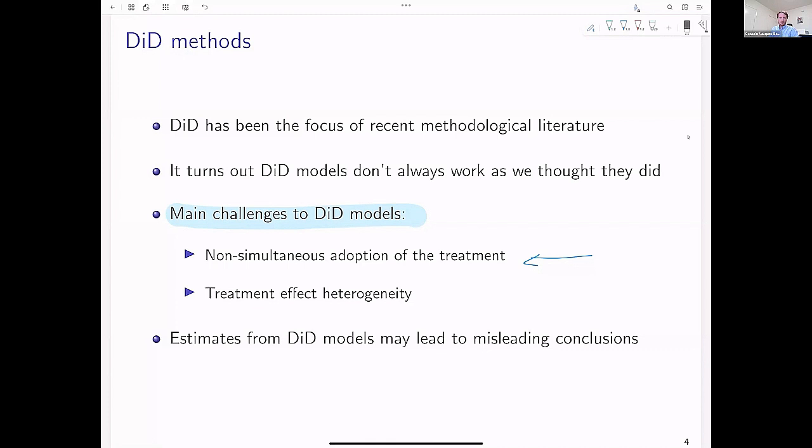Okay, so I was saying non-simultaneous adoption of the treatment. Actually, later we're going to call this staggered adoption of the treatment. That's challenge number 1. And challenge number 2 is treatment effect heterogeneity. Okay, what do I mean by that? Well, whenever there is a treatment assigned to a group of people, it is very likely that this treatment will have different effects on different units. Okay, so some people may benefit more and some people may benefit less from this treatment.